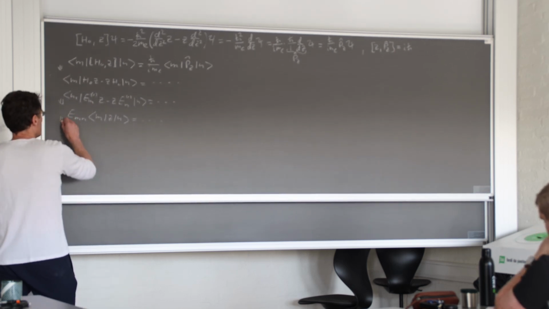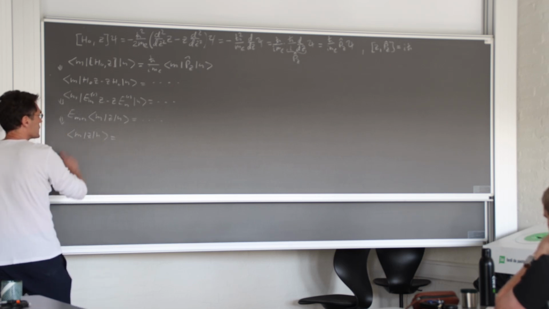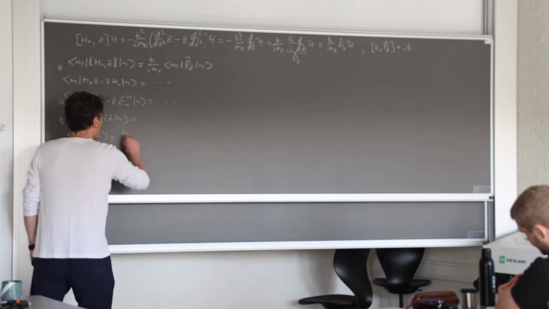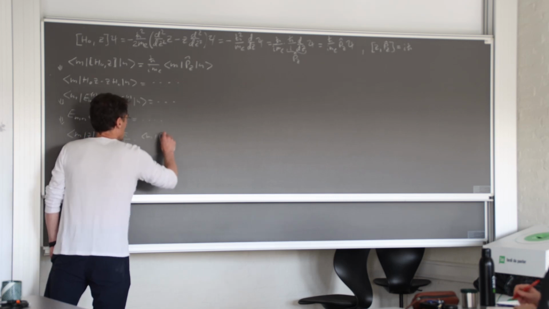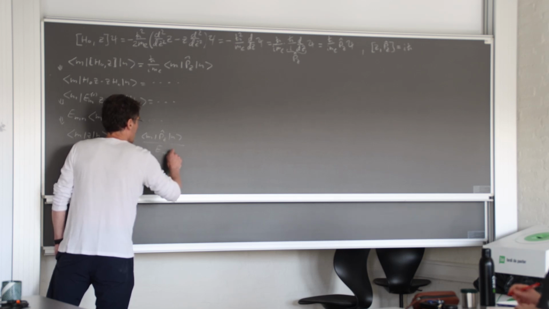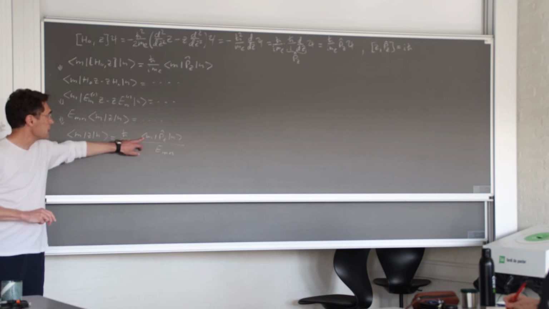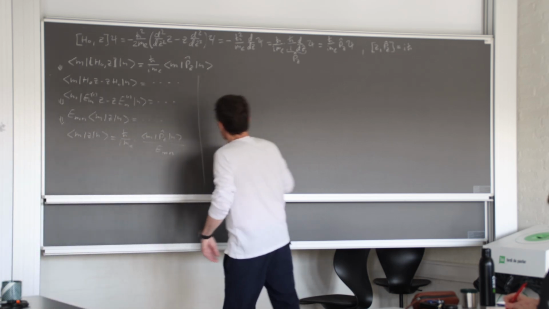Or if you like, finally I get this relation between dipole matrix elements and momentum matrix elements: this is h bar over i m, and then the associated momentum matrix element divided by the energy difference. So there's a simple relation between that matrix element and that matrix element that comes from the commutator. And this is something we want to use now.